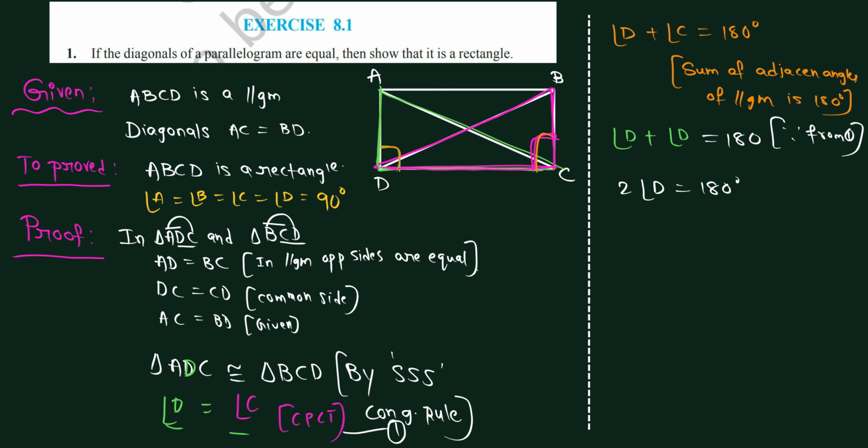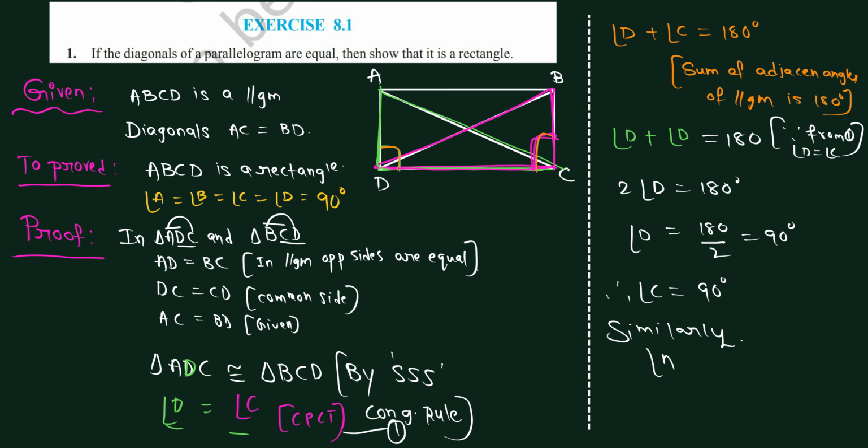From 1, angle C equal to, we know that angle D equals angle C. Just replace angle C with angle D, right? Then angle D is how much? 180 by 2 is 90 degrees. Therefore, angle C is also equal to 90 degrees. Similarly, we can prove angle A equals angle B equals 90 degrees. Therefore, we can say that ABCD is a rectangle. Okay, is it clear, everyone?